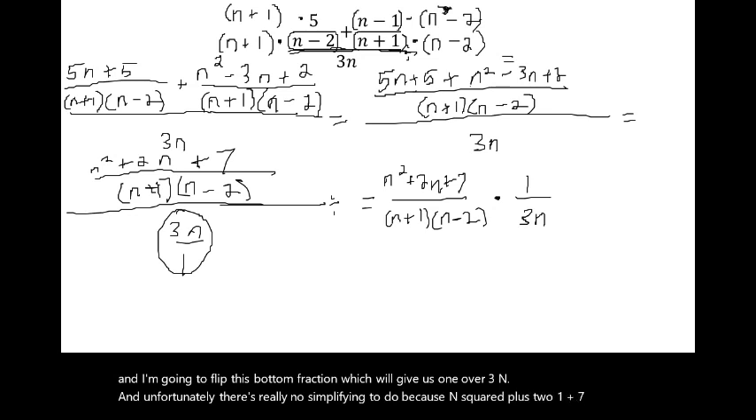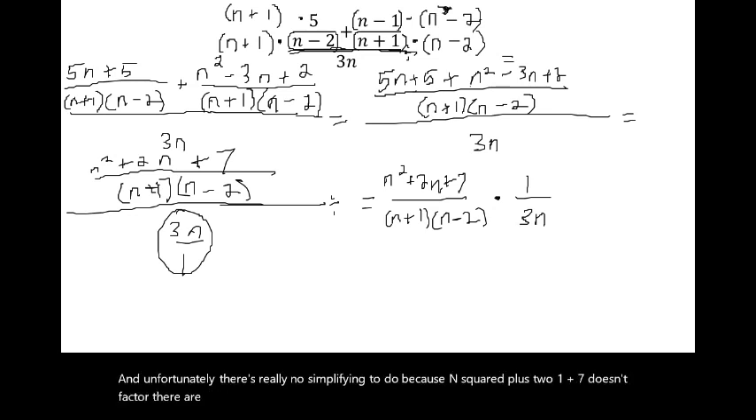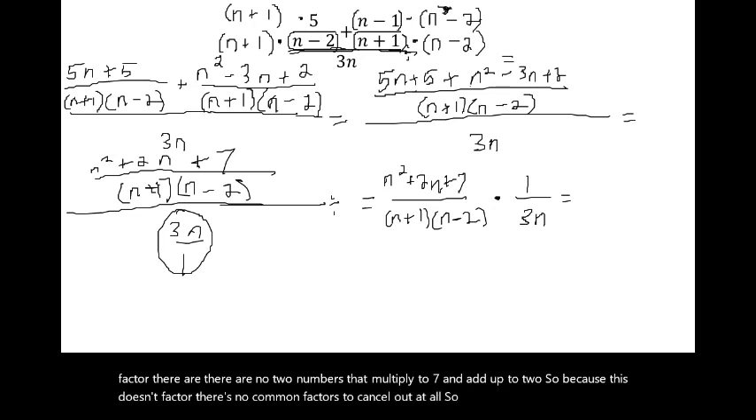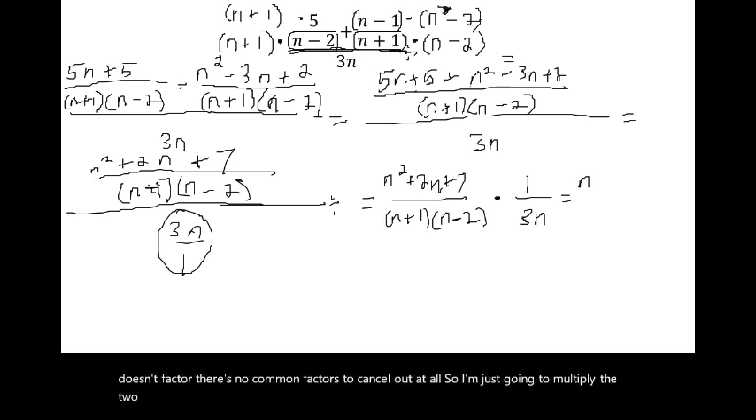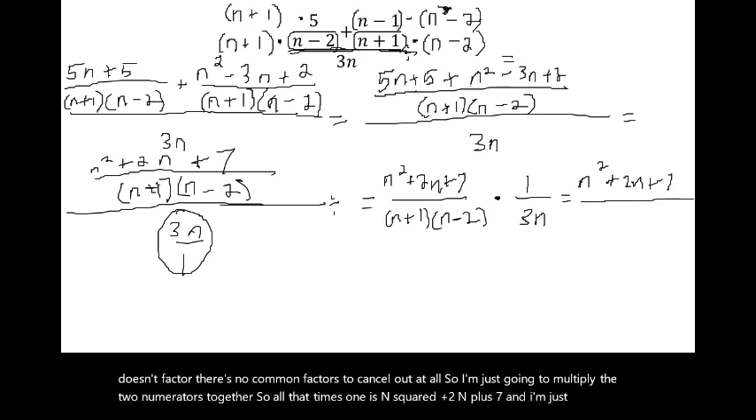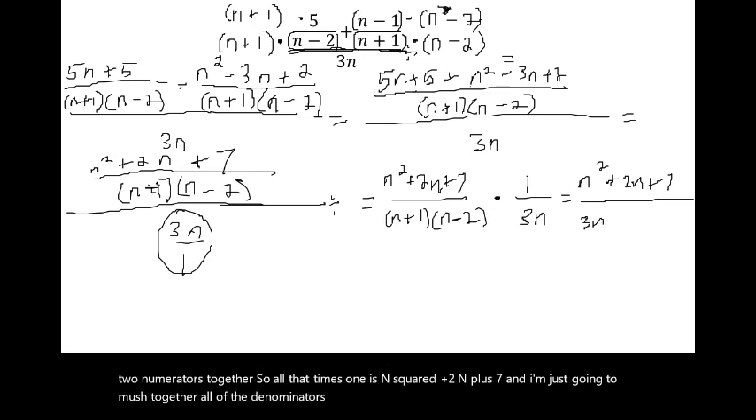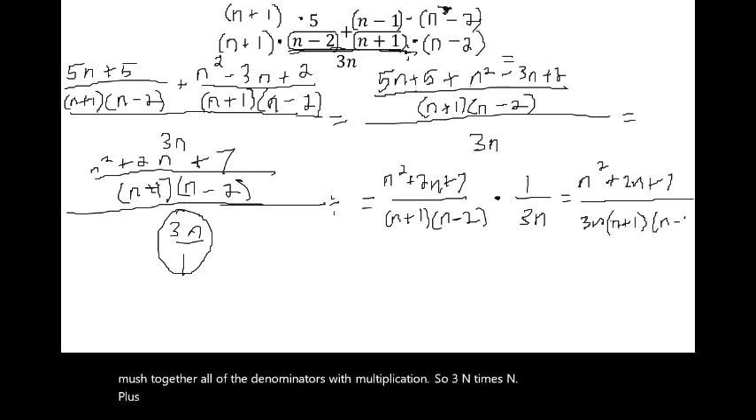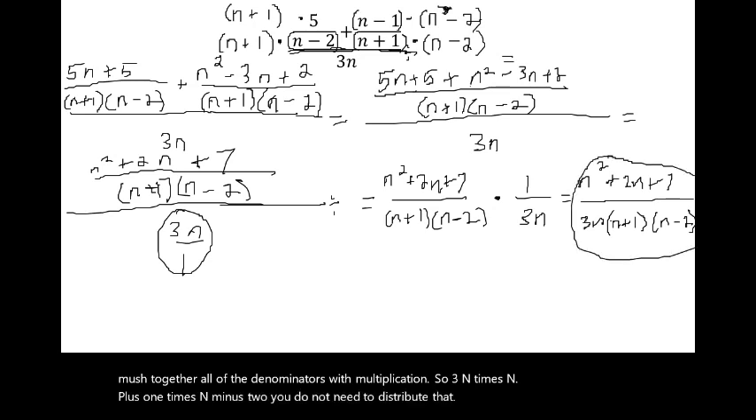Unfortunately, there's really no simplifying to do, because n squared plus 2n plus 7 doesn't factor. There are no two numbers that multiply to 7 and add up to 2. So because this doesn't factor, there are no common factors to cancel out at all. So I'm just going to multiply the two numerators together. All that times 1 is n squared plus 2n plus 7. And I'm just going to multiply together all of the denominators: 3n times n plus 1 times n minus 2. You do not need to distribute that. That is as good as it's going to get.